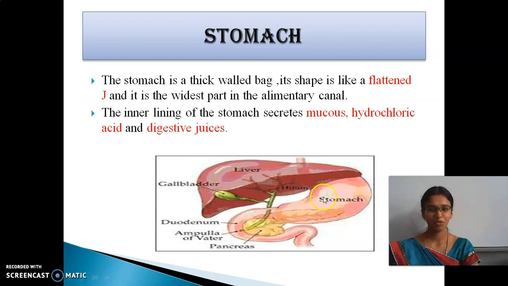See here, you have the stomach here. What is this? Liver. And what is that upper part? Buccal cavity, esophagus. The food which is digested here is sent to the small intestine.